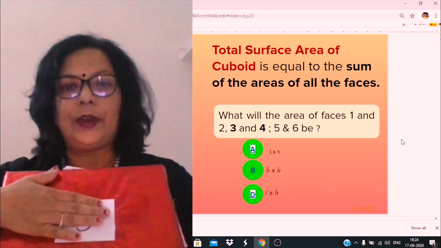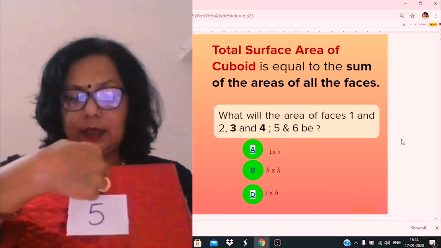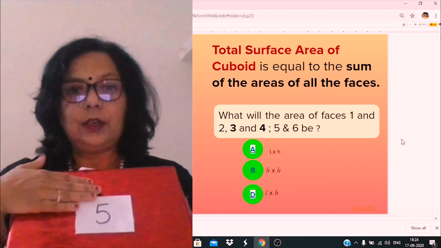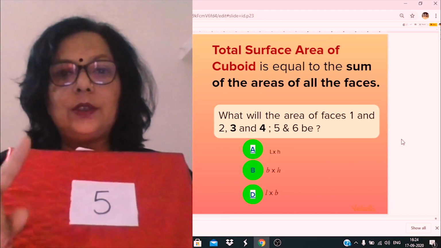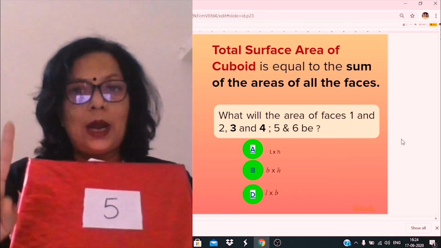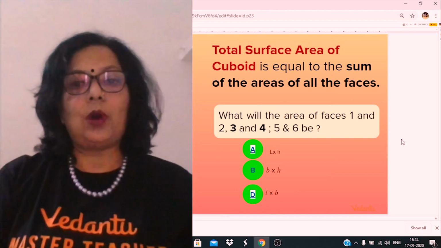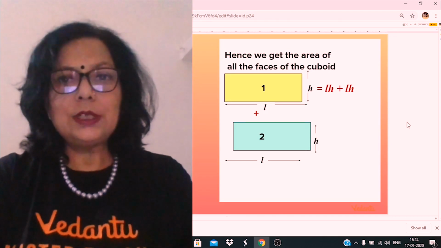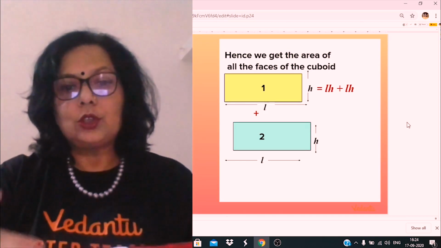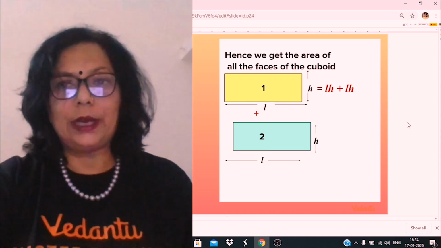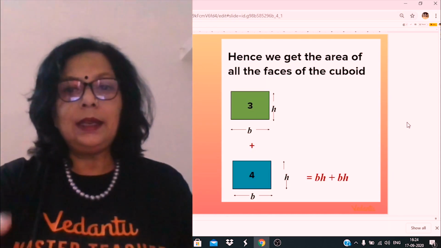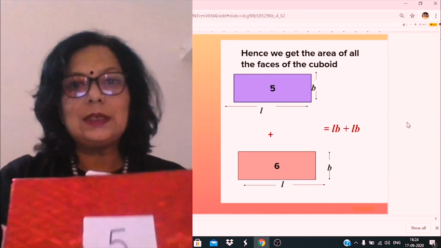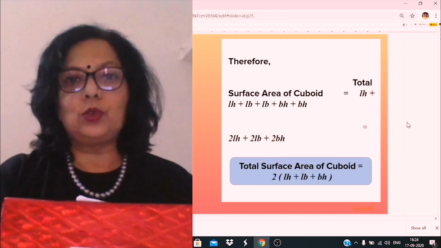Now comes this main face, the top. This is length into breadth. So there are two faces of length into breadth. So 2 times length into height, 2 times breadth into height, and 2 times length into breadth. When you see 1 and 2, it's length into height 2 times, so you get 2 LH. When you see this side, it's breadth into height, so it is 2 BH. When you see this side, it is length into breadth 2 times.